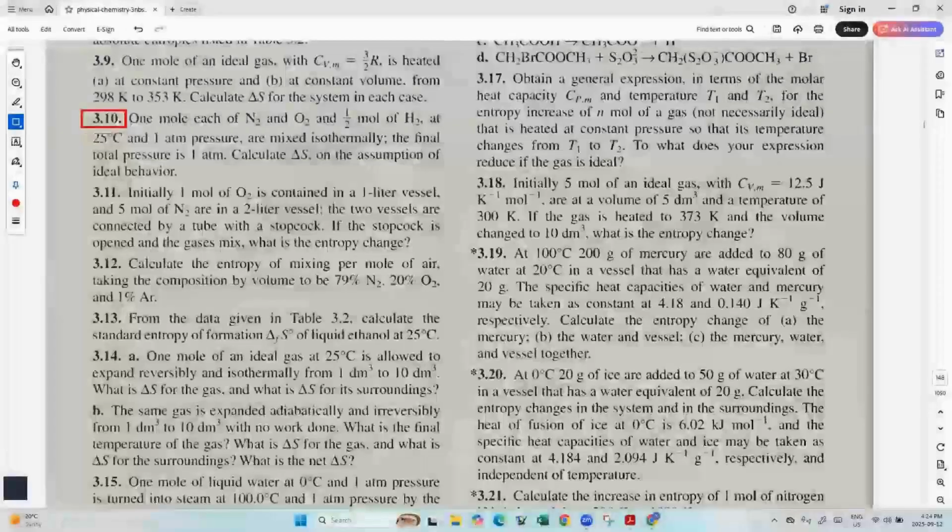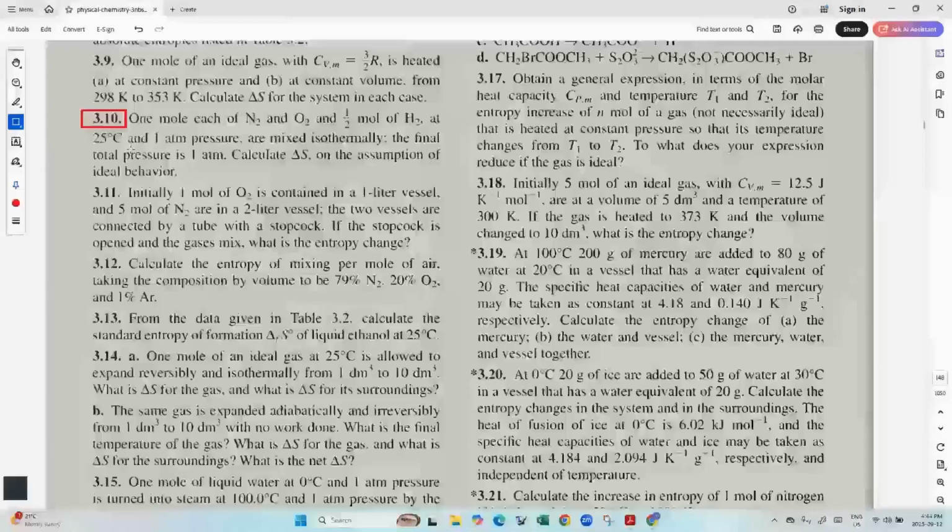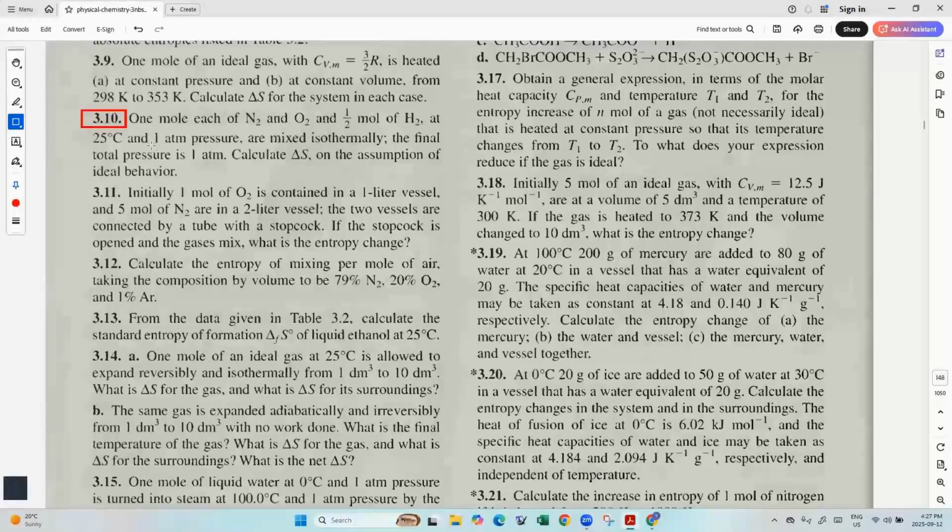Problem 3.10. 1 mole each of nitrogen and oxygen and half mole of hydrogen at 25 degrees Celsius at 1 atmospheric pressure are mixed isothermally. The final total pressure is 1 atmospheric pressure. Calculate delta S on the assumption of ideal behavior.